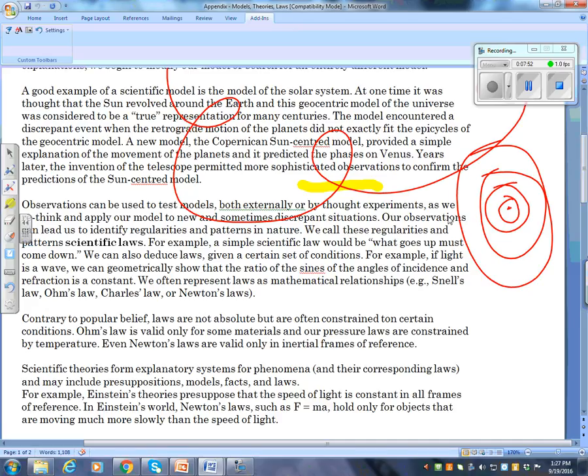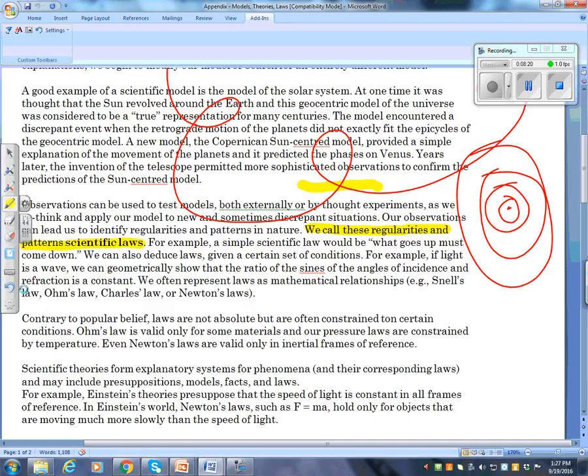You're following along, right? We call these regularities and patterns scientific laws. A law is a regularity or pattern. For example, a simple scientific law would be what goes up must come down. We can also deduce laws given a certain set of conditions. For example, if light is a wave, we can geometrically show that the ratio of the sines of the angles of incidence and refraction is a constant.